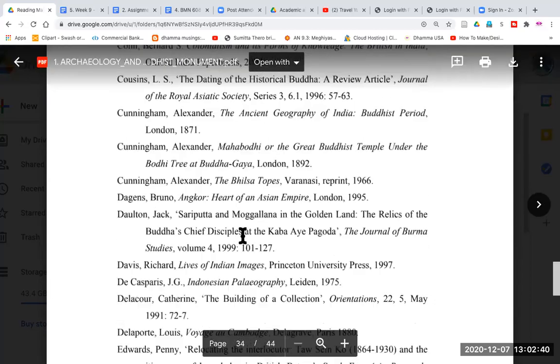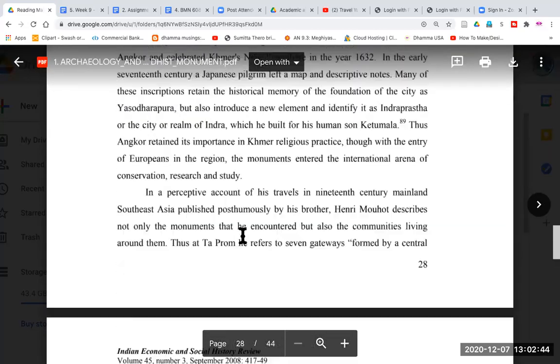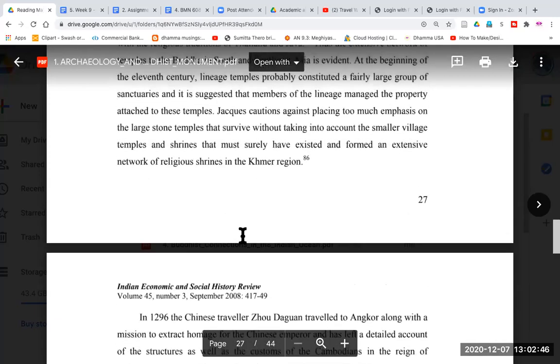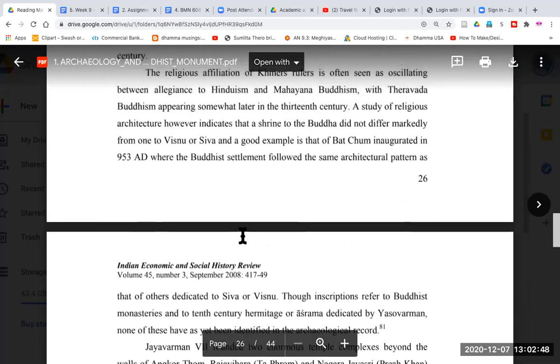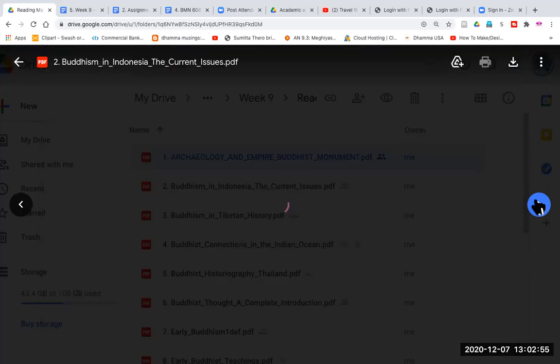Okay. Let me see if I can find any footnote. I think I didn't find any footnote. So okay, later I will show you. And let's go to the other one, that is Buddhism in Indonesia.